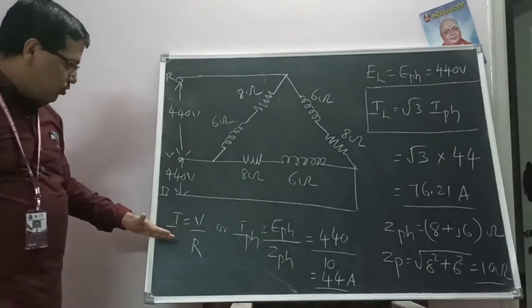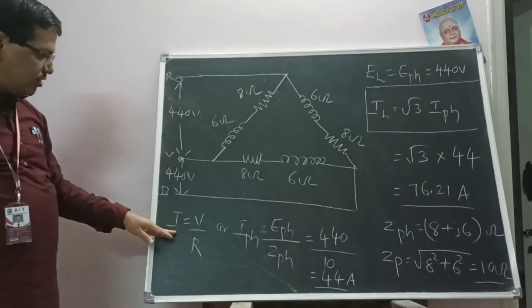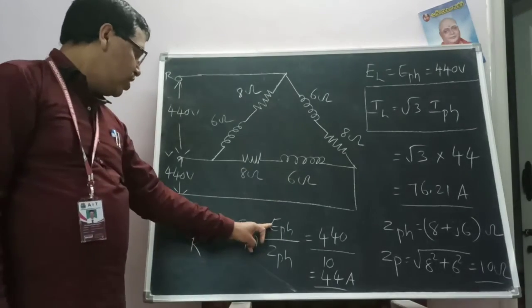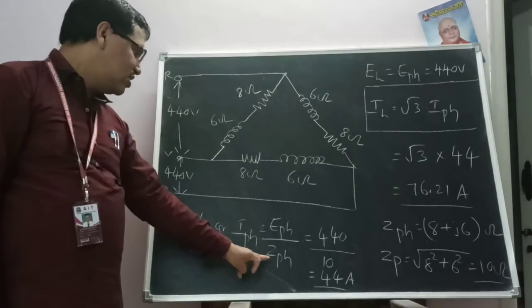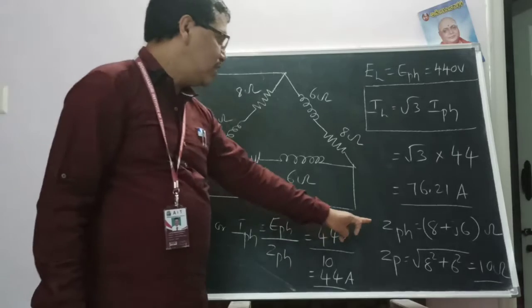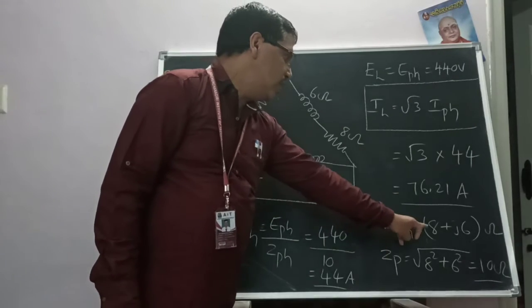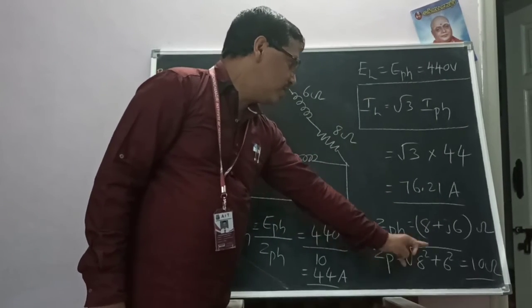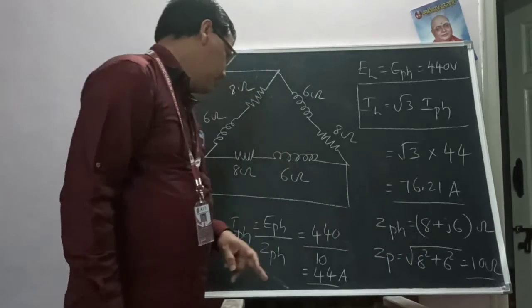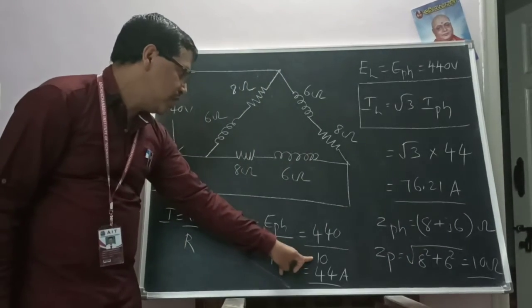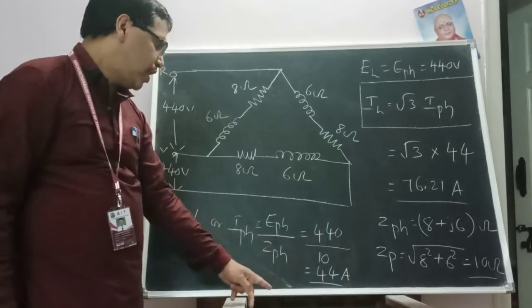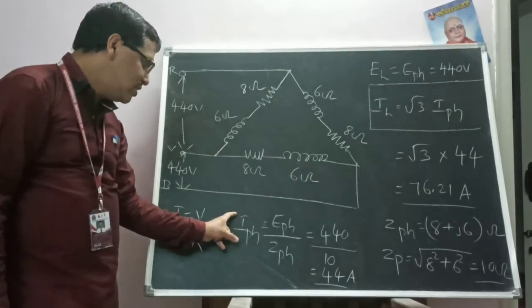Phase current, as we already know, I is equal to V by R, or I phase is equal to E phase divided by Z phase. Z phase is equal to 8 plus j6 ohms, or the root of 8 squared plus 6 squared. Answer is 10 ohms. So that 10 ohms we will substitute here. 440 divided by 10, answer is 44 amps. This 44 amps is the I phase.